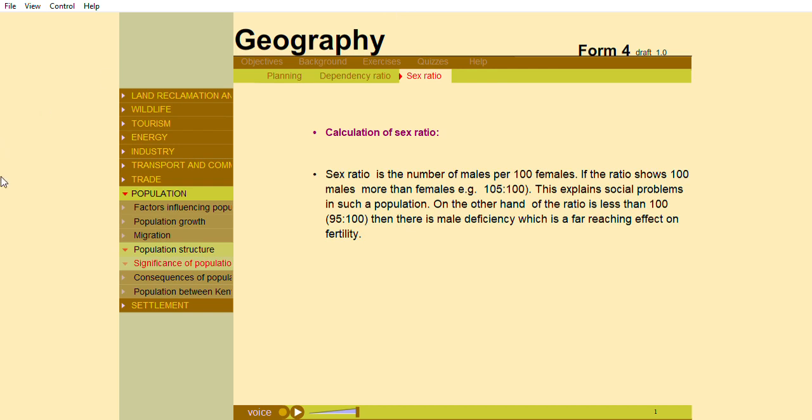Calculation of sex ratio. Sex ratio is the number of males per 100 females. If the ratio shows more than 100, then males are more than females, for example, 105 to the ratio of 100. This explains social problems in such a population. On the other hand, if the ratio is less than 100, that is 95 to the ratio of 100, then there is male deficiency, which has a far-reaching effect on fertility.